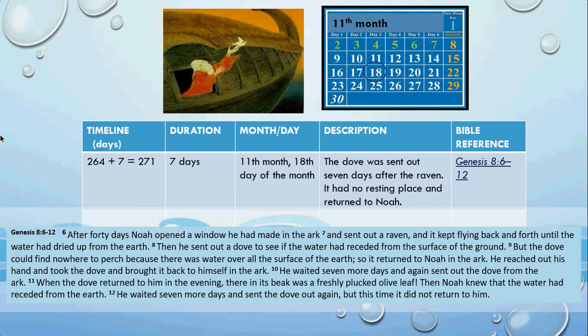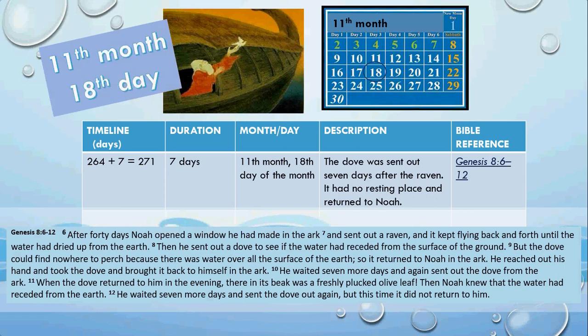He waited 7 more days and again sent out the dove from the ark. And when the dove returned to him in the evening, there in its beak was a freshly plucked olive leaf. Then Noah knew that the water had receded from the earth. He waited 7 more days and sent the dove out again, but this time it did not return to him. Okay, and our timestamp is the 11th month, the 18th day.